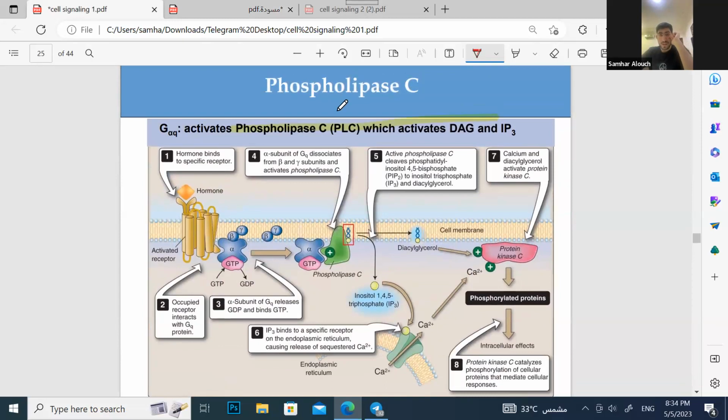Is it clear? Because now we will start the other pathway. So please, the first pathway must be clear. Is it clear?